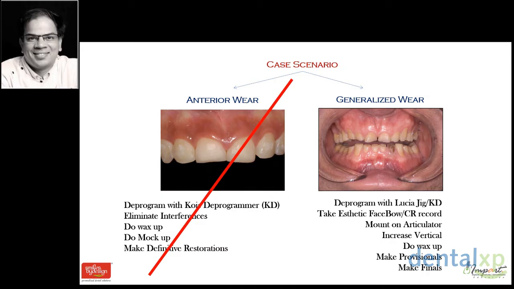For all practical purposes in this particular lecture, I'm going to focus only on patients which require treatment for all 28 teeth. So these could be generalized wear or patients which require a full mouth rehabilitation in which the vertical dimension has to be altered, and the protocols that we'll need to follow for that. We will not discuss aesthetic treatment rendition for anterior wear at all in this presentation.